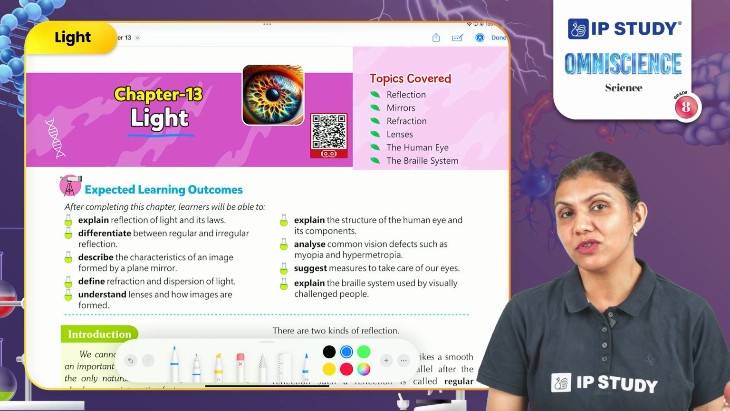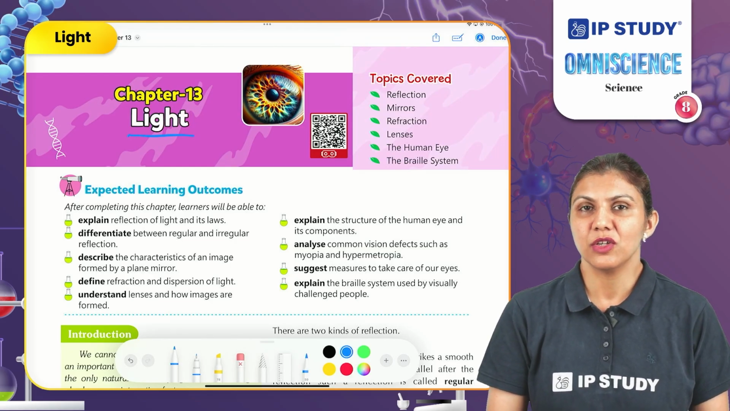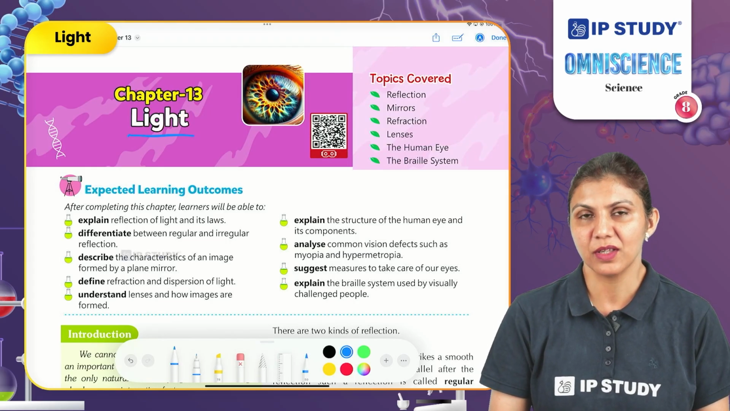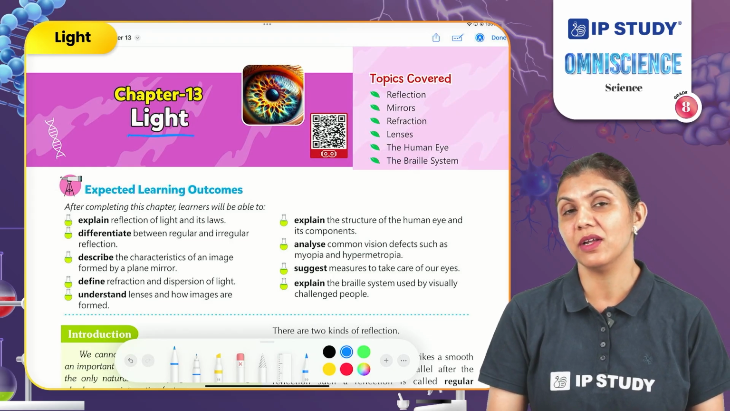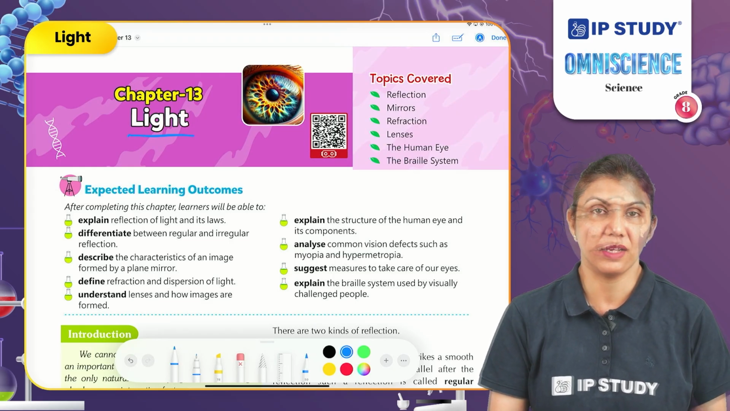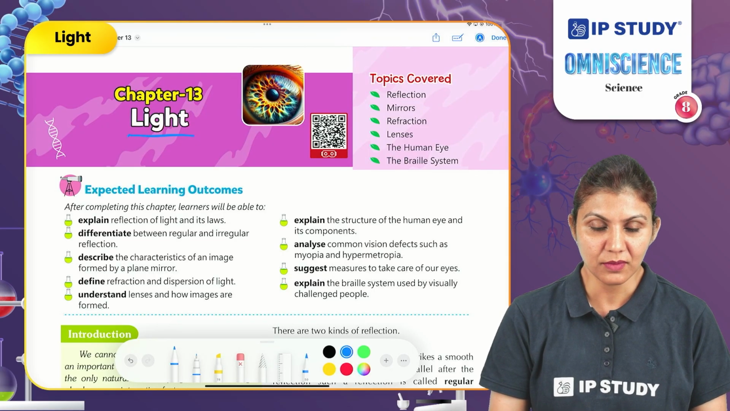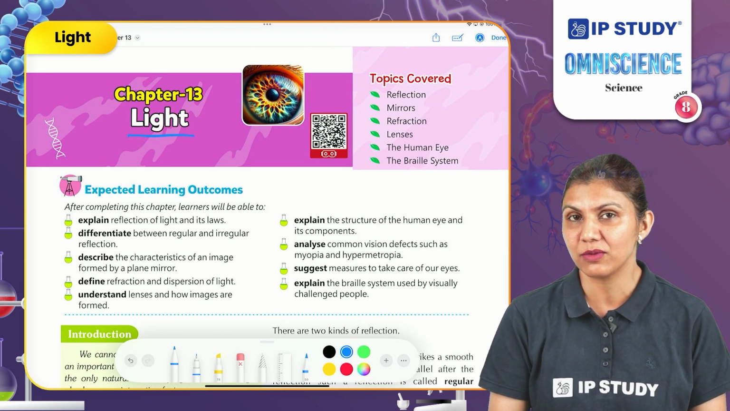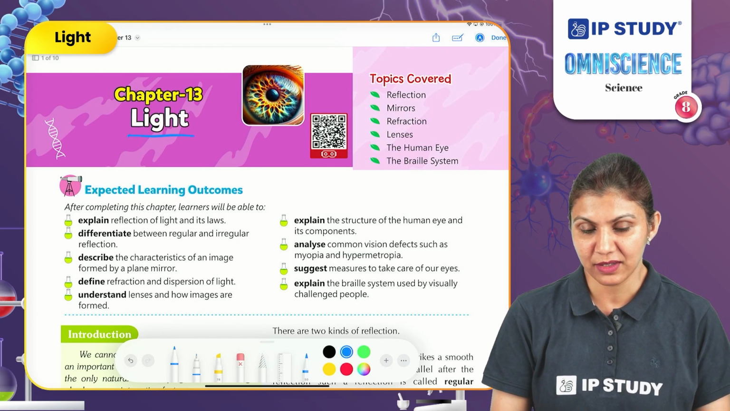Now, if you switch on the light, suppose you switch on a lamp or bulb, you will be able to see different objects placed in that room. How is it possible to see different objects when you just switch on the lamp or bulb, but you were not able to see any object when there was darkness? Here we can say that light enables us to see these objects in the surroundings or in that room. Yes. So, we will understand these things in this chapter.